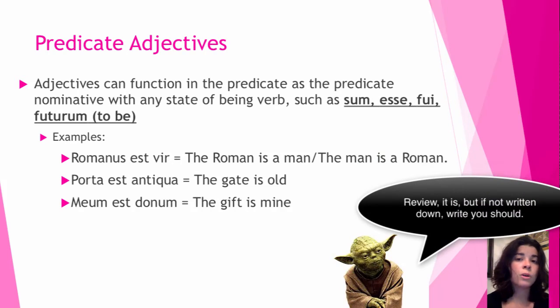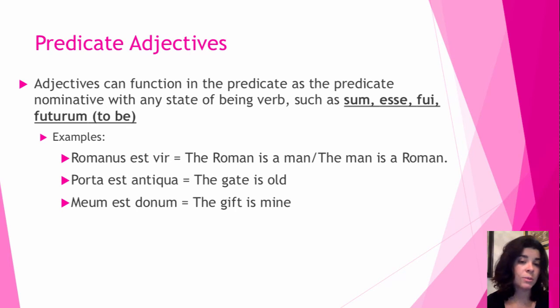Predicate adjectives are one of the ways that we've been seeing adjectives used in our book so far. Adjectives can also function as the predicate nominative, especially when they're used with a state of being verb, such as sum, esse, fui, futurum, to be. Remember, this is that big equal sign verb, est. The examples that we've seen a lot of so far are similar to these ones.